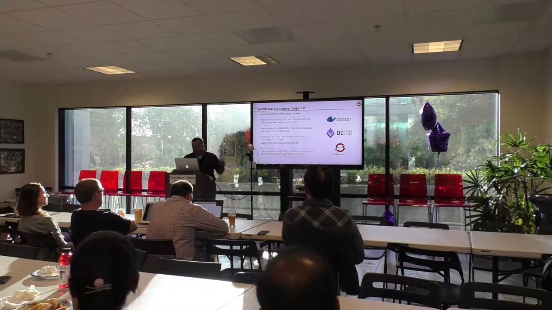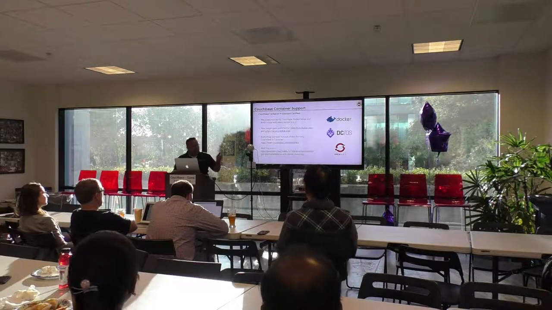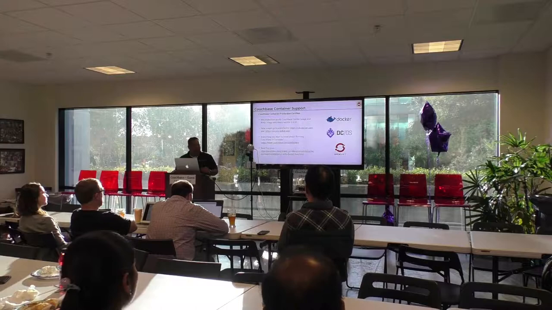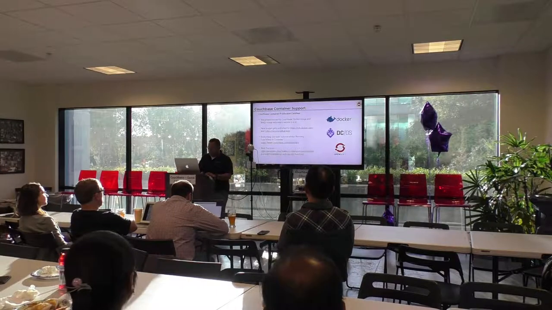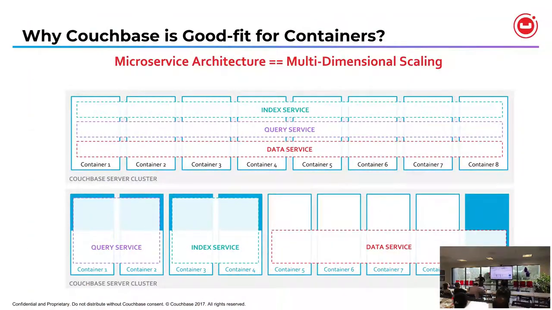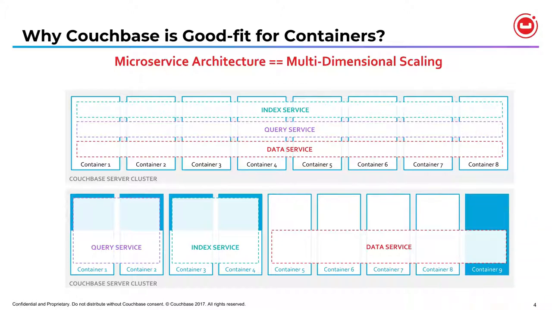So we have, as I said, Docker, we also work with Mesosphere, and with Red Hat OpenShift, right? This slide is just to showcase why Couchbase is a good fit for containers. And again, I'm not covering a lot of things about containers, which is a shared nothing architecture, masterless, memory centric architecture. But one of the features which stands out is multi-dimension scaling.